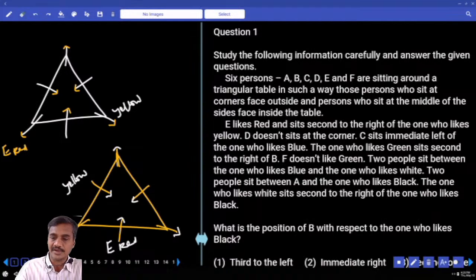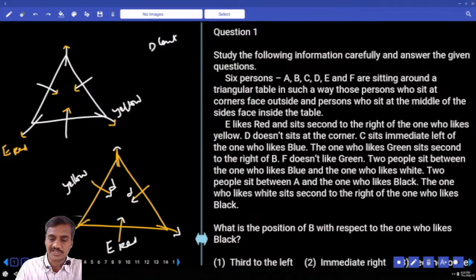Clear now? And D does not sit at the corner. As D is not at the corner, D must be at the center. And if D is at the center, D can be here or D can be here. D is at the center. And next one, C sits to the immediate left of the one who likes blue. As of now we cannot determine.